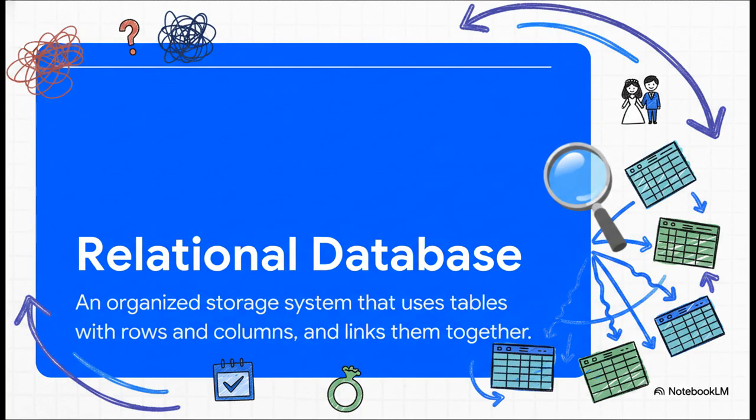And that whole nightmare is exactly why relational databases were invented. It's an organized storage system. Yeah, it uses tables with rows and columns, kind of like a spreadsheet. But here is the absolute game-changing difference. It links those tables together. So no more updating someone's name in 10 different spots. You do it once, and it's done.